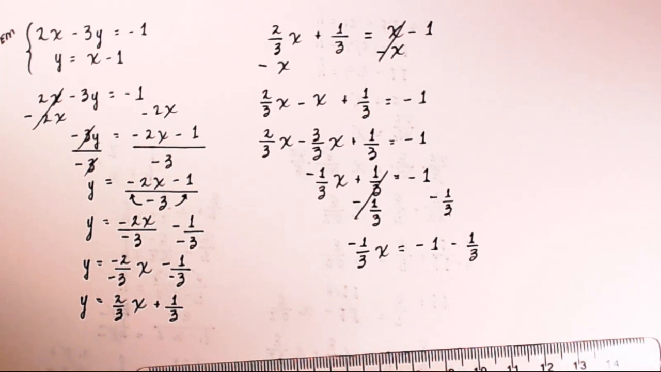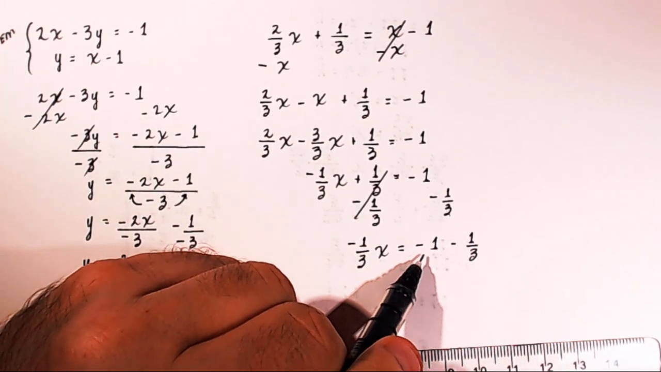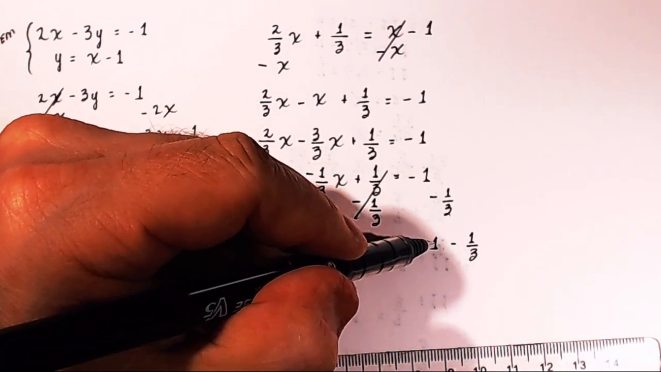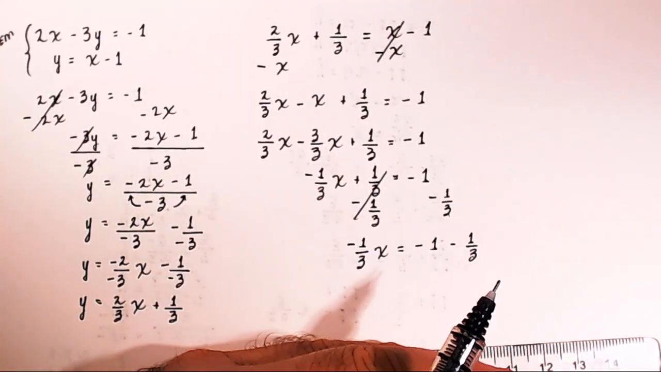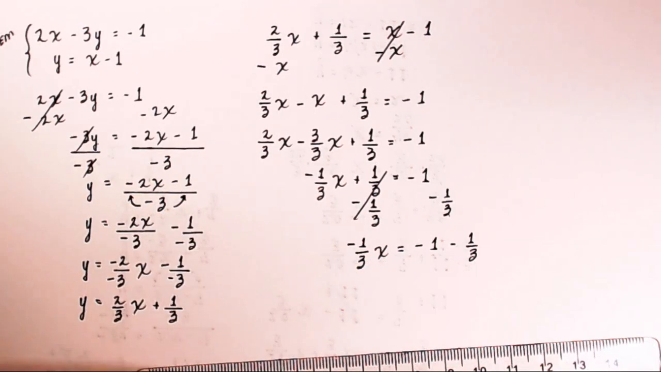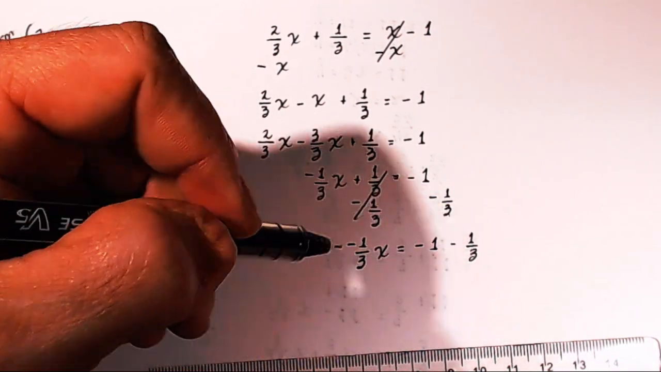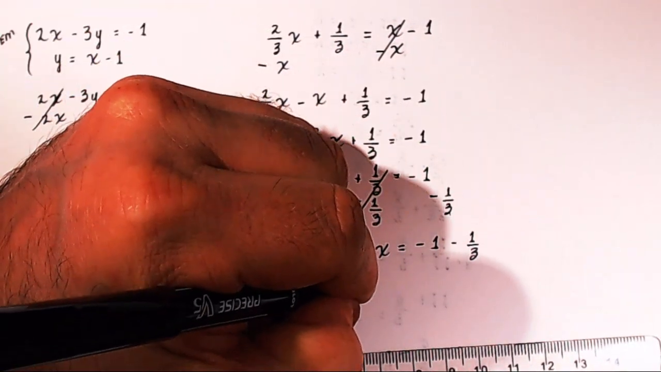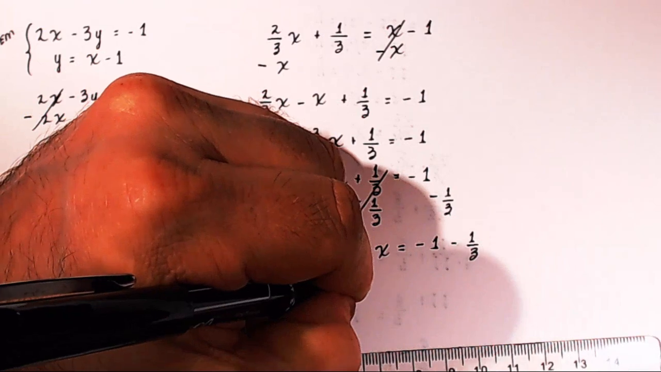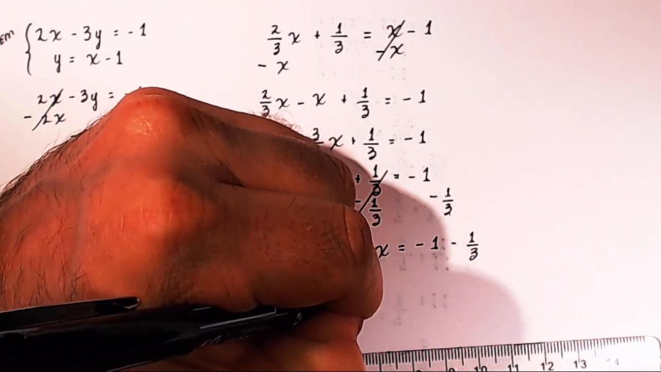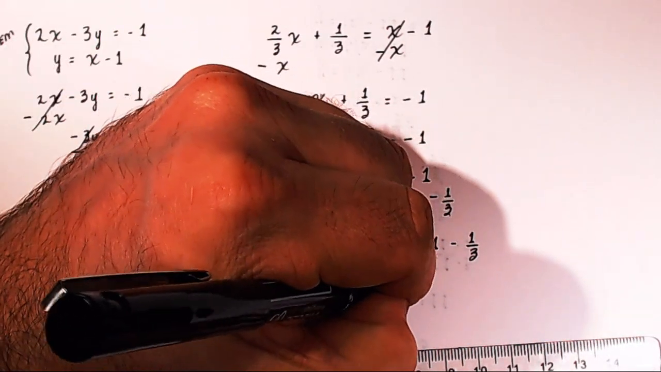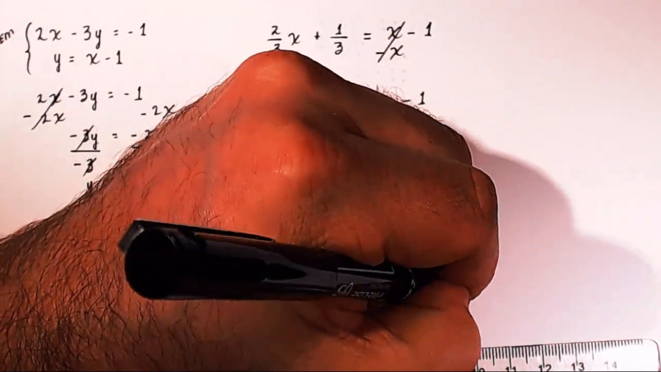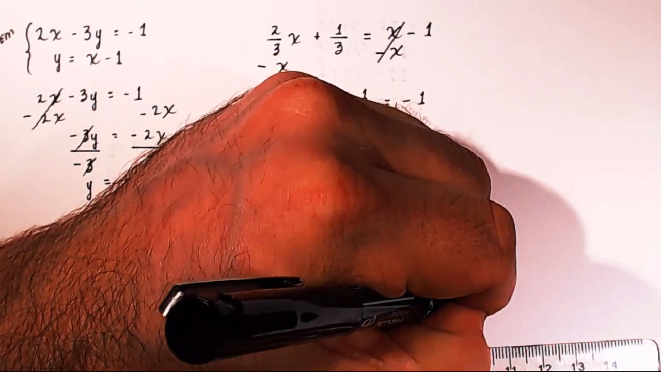Okay, well, we're still in the same boat. I need to subtract 1/3 from negative 1, but I need to get negative 1 in a common denominator form with 1/3, or negative 1/3. So I can write negative 3/3 for the 1. So I'll write negative 1/3 x equals negative 3/3 minus 1/3.